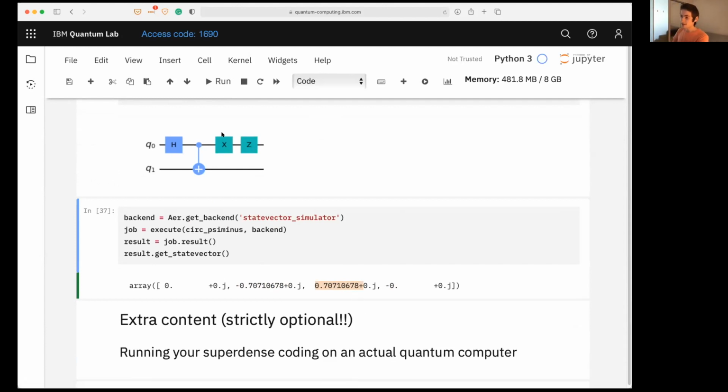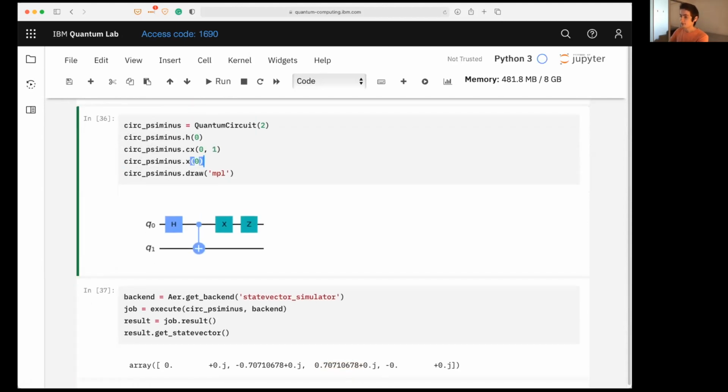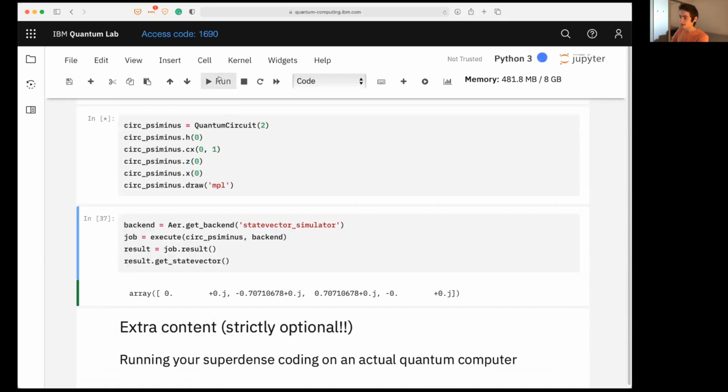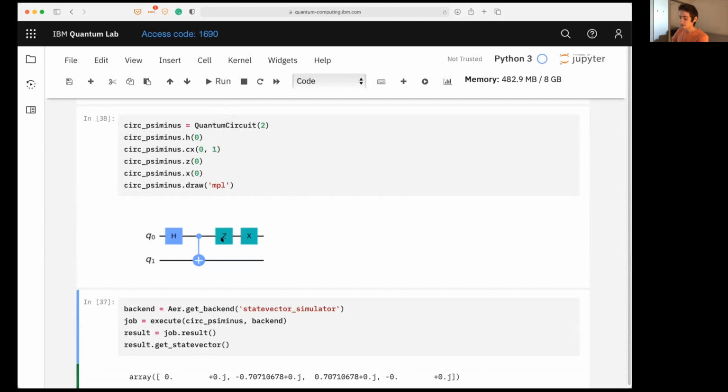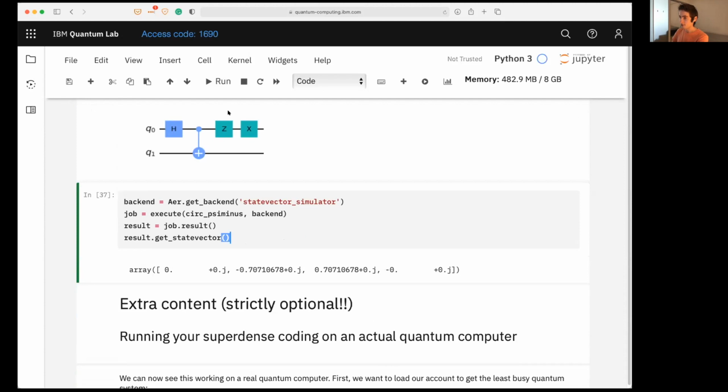Let's go ahead and swap these 2 gates, though. So suppose we did it in the other order. We're going to do Z then X. So again, just watch this circuit. The only thing that changes, boom, the order of those 2 gates. Okay, let's go ahead and run that again.